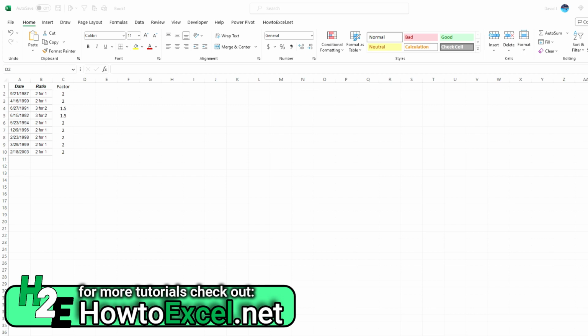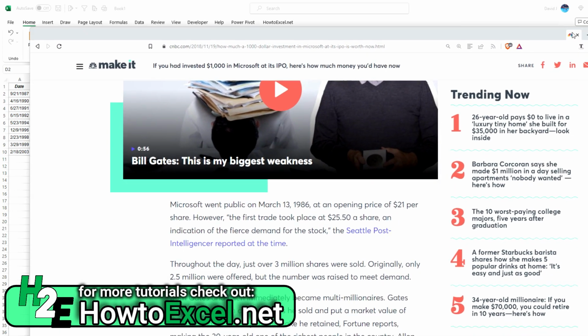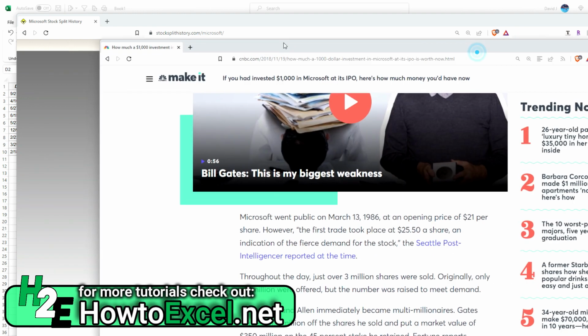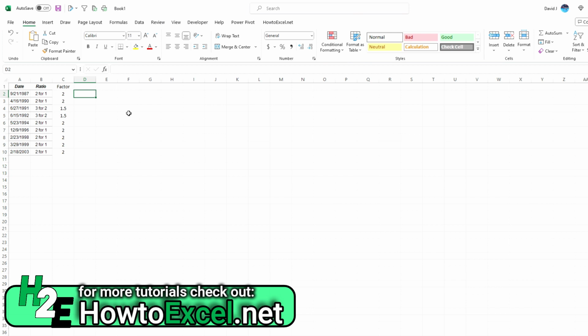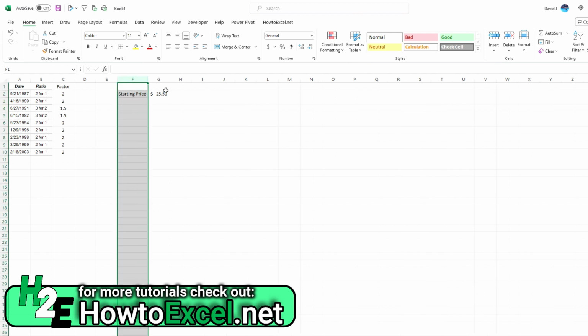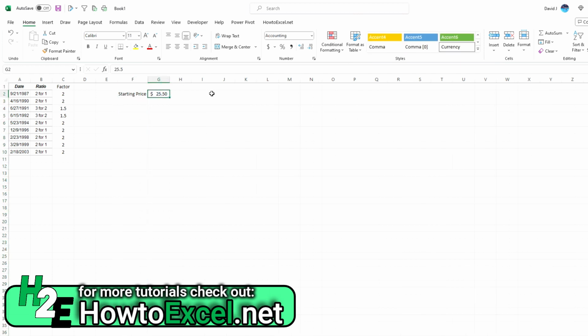And next, just for reference, I'm going to use the CNBC article, which shows that the first trade for Microsoft took place at 25.50. So that's our starting point. 25.50 is what it was. So that 10 cents that Yahoo Finance shows really should be around 25.50, or somewhere around there, more or less. So if our starting price was 25.50, I'm just going to leave that here and use that to work backwards to see how 25.50 became 10 cents.